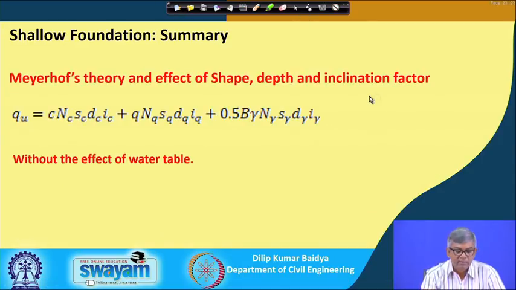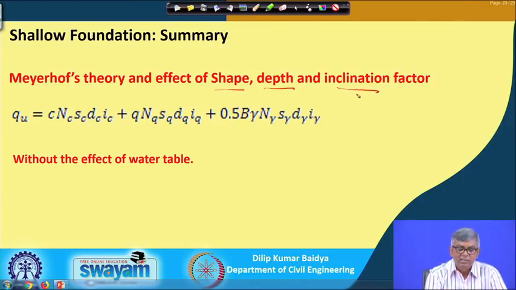Next part is Meyerhof's theory. After Terzaghi's theory I have also discussed Meyerhof's theory. While discussing it, I introduced three more factors: shape factor, depth factor and inclination factor. Shape factors are Sc, Sq, S gamma, depth factors are Dc, Dq, D gamma, and inclination factors are Ic, Iq, I gamma. This is a generalized equation. If there is no inclination, then I becomes 1. If the footing is at the surface, then the depth factor also becomes 1.